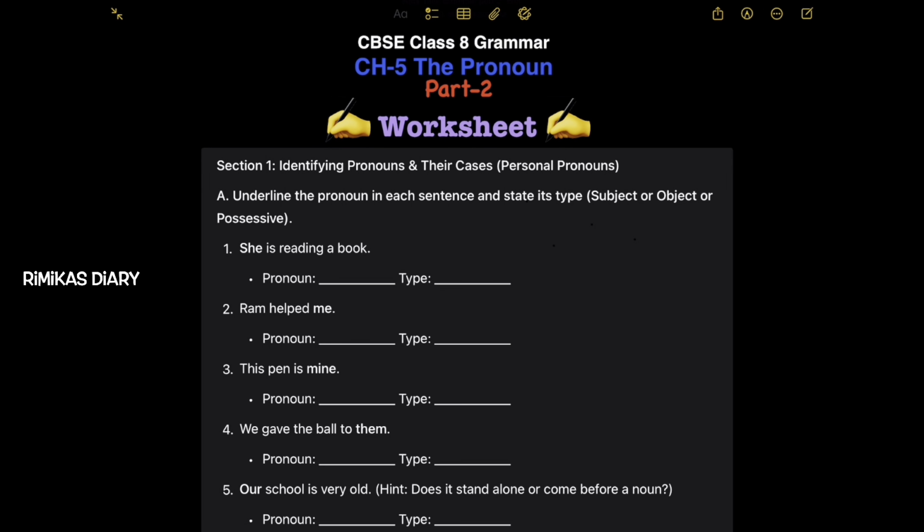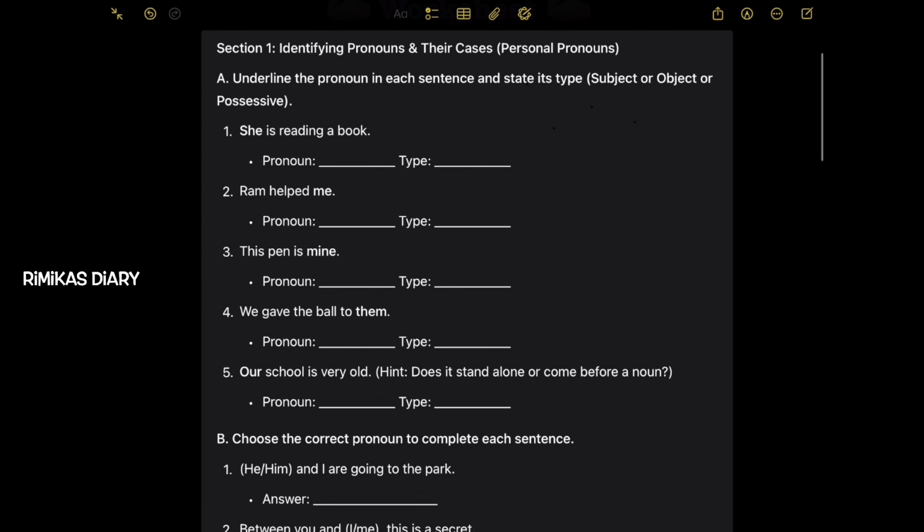Today we're going to be seeing some grammar in CBSE Class 8, Chapter 5, the pronoun. So this is part 2 of this chapter. So this is the last part. In this video, we'll be covering the worksheet. So let's get into the video.